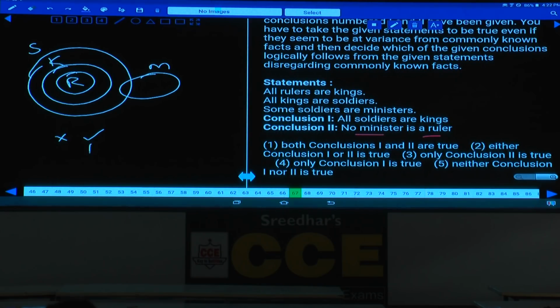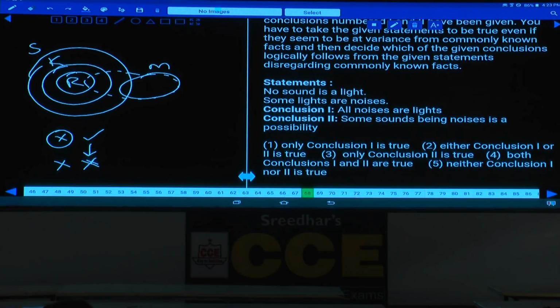To make this one false, now we should prove the alternate diagram. No minister is a ruler can be made false by proving some ministers are rulers. Alternate diagram proven, previous conclusion will be false. Isn't it? After making the previous conclusion false, now we should check whether the affirmative conclusion which was false earlier has become true or not. But in this one, what happens here? All soldiers are kings. Now also it is false. Hence, neither one nor two. It is given in choice 5. Question number 67, choice 5.